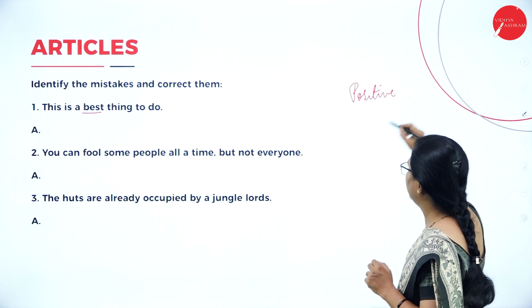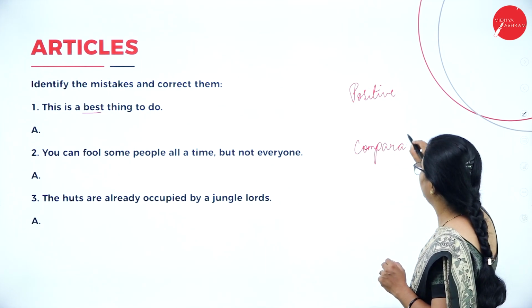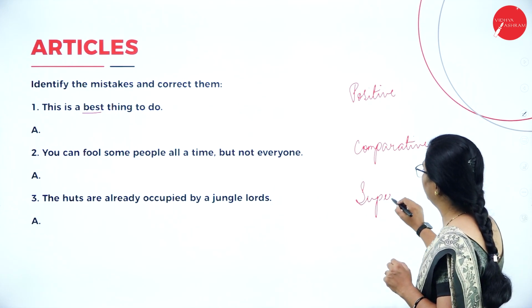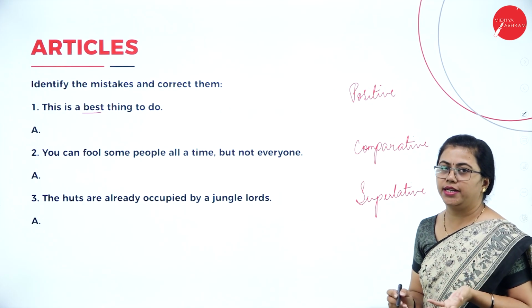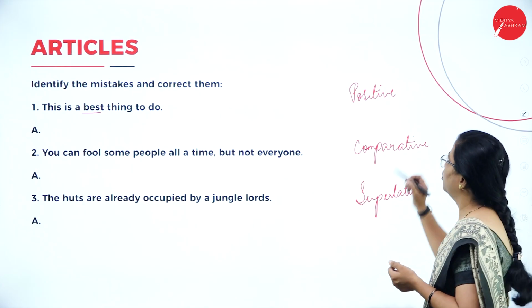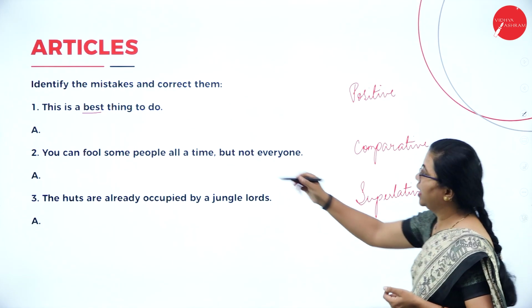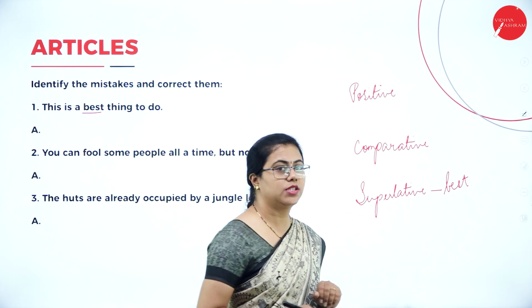Okay, next we have comparative. Then we have the superlative degree also. Superlative degree is the third form and that is the highest degree that is used for adjectives and adverbs also. Suppose a superlative degree, it is best. We already know that here best is already used as a superlative degree.